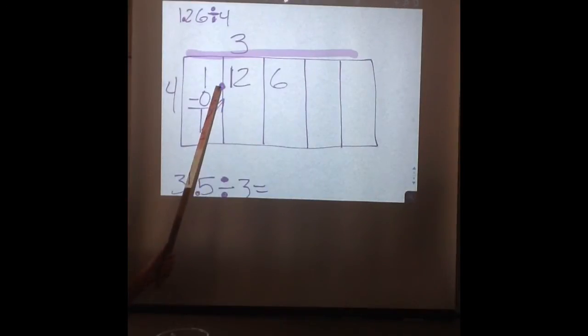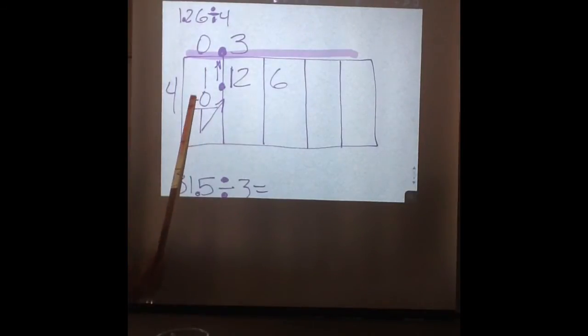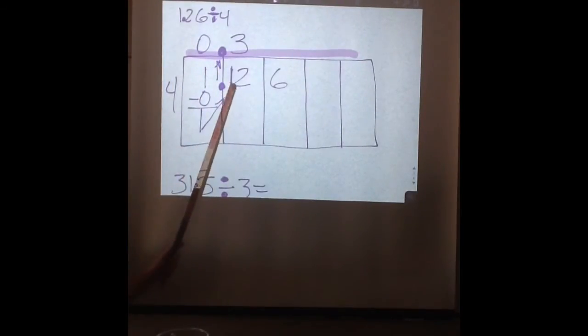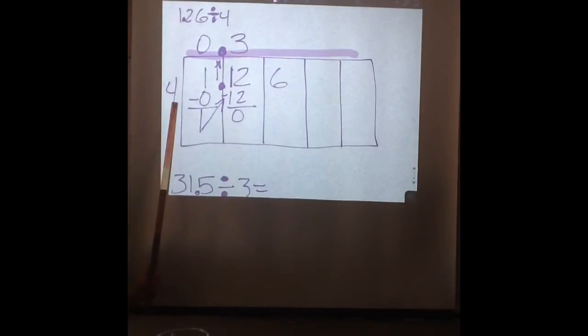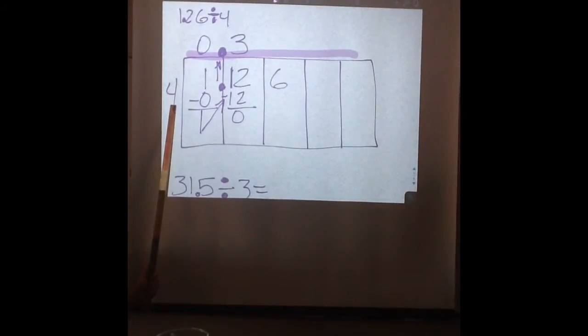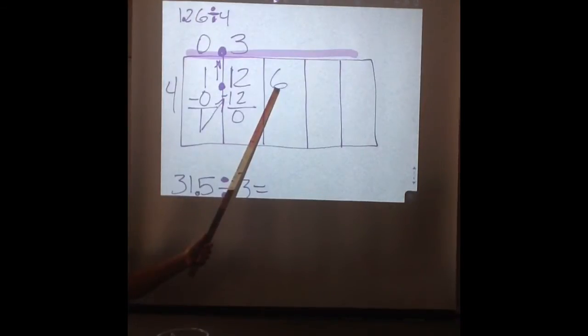Now, what should I have done? I probably should have moved my decimal up, and then my 0 would go here because I couldn't multiply 4 by anything. So now we go 4 times 3 is 12, subtract, it's going to leave us with 0, right? So do we have anything we need to move up? No, we don't. Now we're going to ask, how many 4s are in 6?